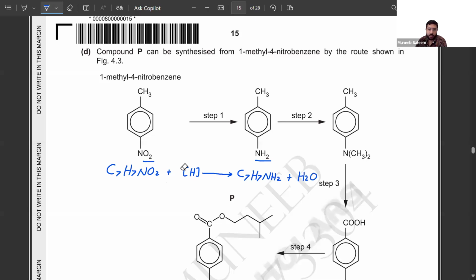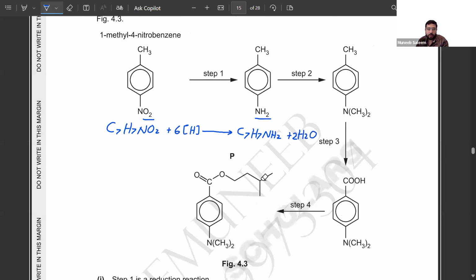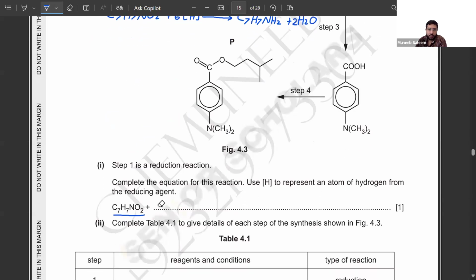All right, now balance the elements. Since the oxygen atoms are 2 here, so I will write 2 here. Now that gives me 4 hydrogen atoms and 2 over here. So in total, I have 6 hydrogen atoms, which are additional as compared to the reactants. So I will write 6. So this will become my equation. So you just have to write 6 [H] like this, and then C7H7NH2 plus 2 water molecules.